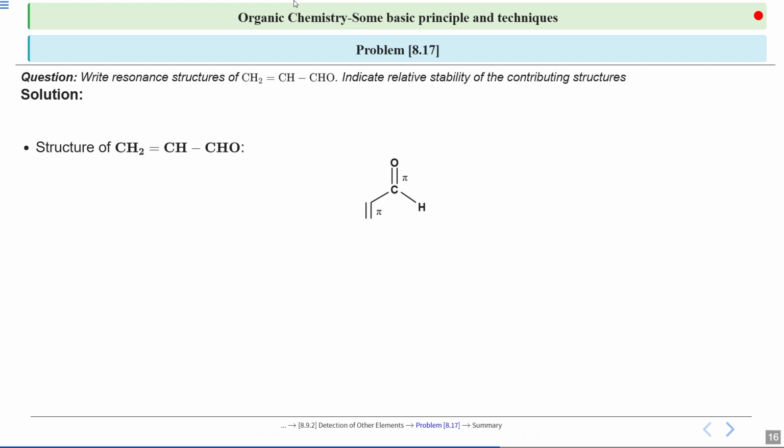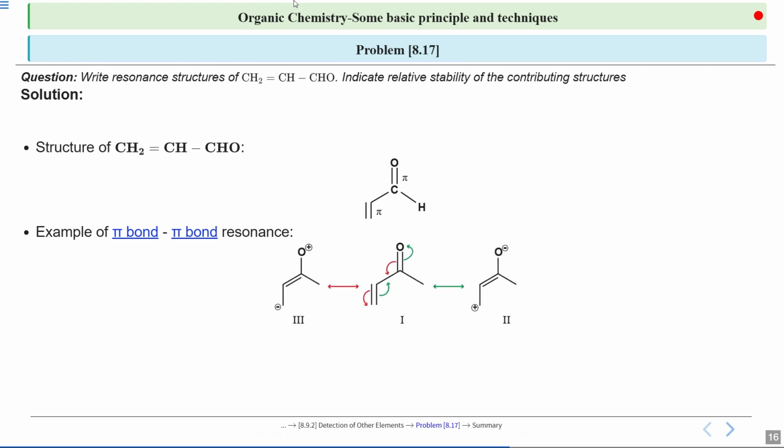Here is a visual representation of that same structure. Notice the arrangement of the atoms and the double bond. This structure is the starting point for understanding its resonance forms. Now let us discuss the concept of pi bond resonance. In pi bond resonance, the resonance occurs through the pi bond, which can delocalize electrons across the structure. So this delocalization is key to understanding the molecule's stability. Here is a visual representation of how the pi bond resonance is occurring in the given molecule.